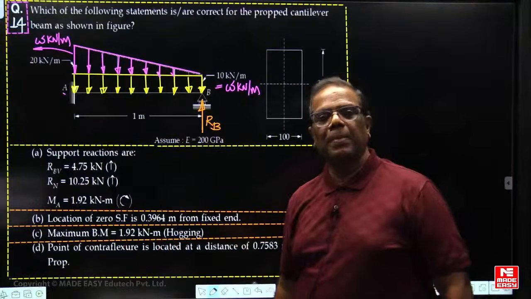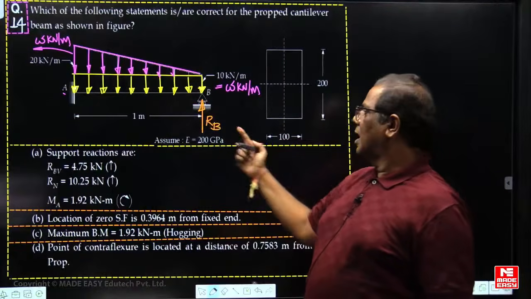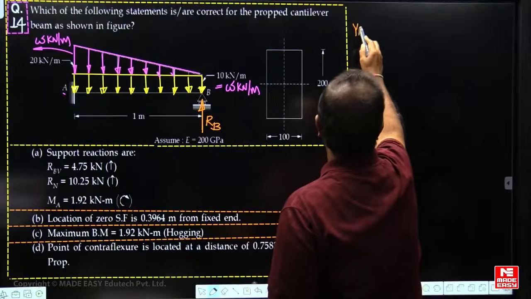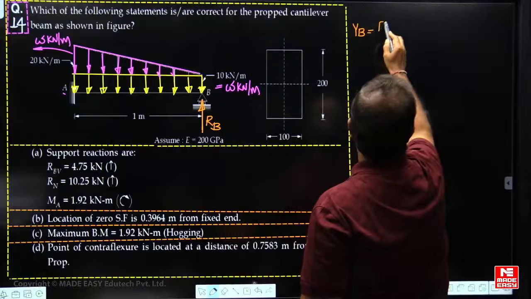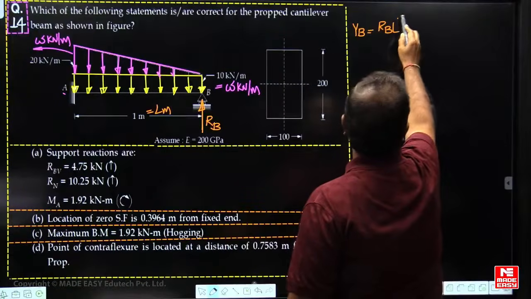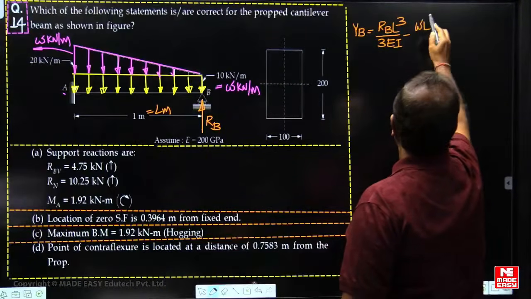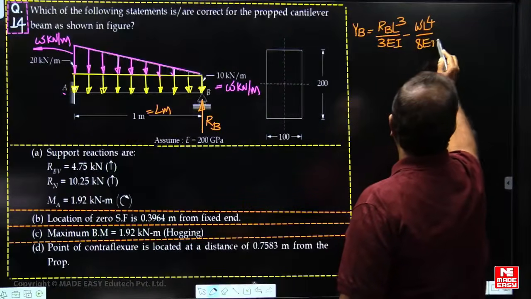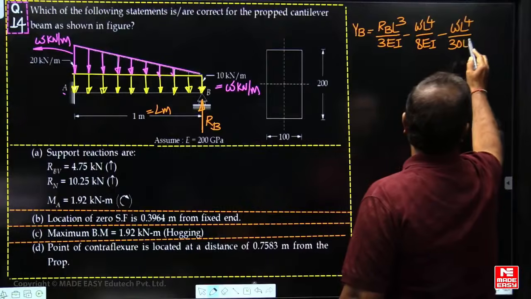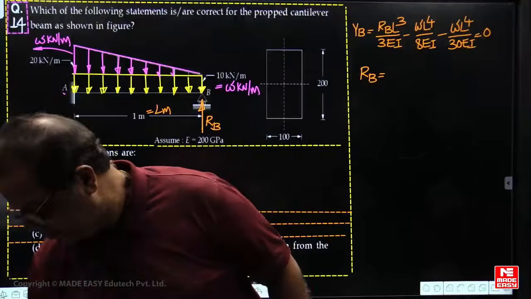Vertical reaction. Now you can use the compatibility equation. Deflection due to UDL, deflection due to UVL at B, and deflection due to RB equal to 0, then you will get the RB value. Deflection at B due to this RB, upward positive, is RB L cube. This I am taking as L meters. And due to UDL, downward, WL to the power of 4 upon 8 EI. Due to UVL. From this one, you can find out the RB value.